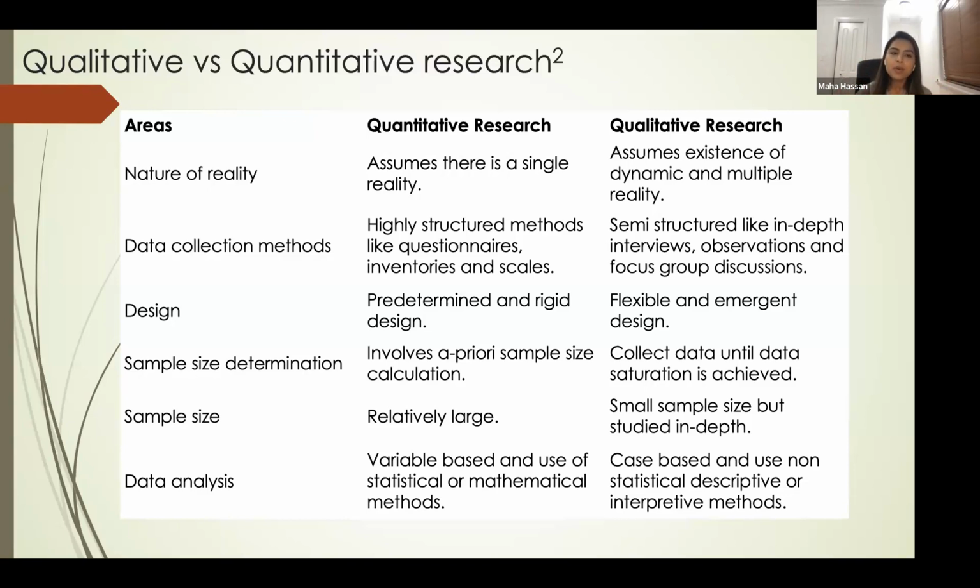The design for quantitative research, like I said, is very rigid and predetermined. Of course, there's room to wiggle if you get stuck somewhere, but generally you do everything. The protocol is set before you start the project. Qualitative research, on the other hand, you have a protocol, but it's very flexible and it can change.